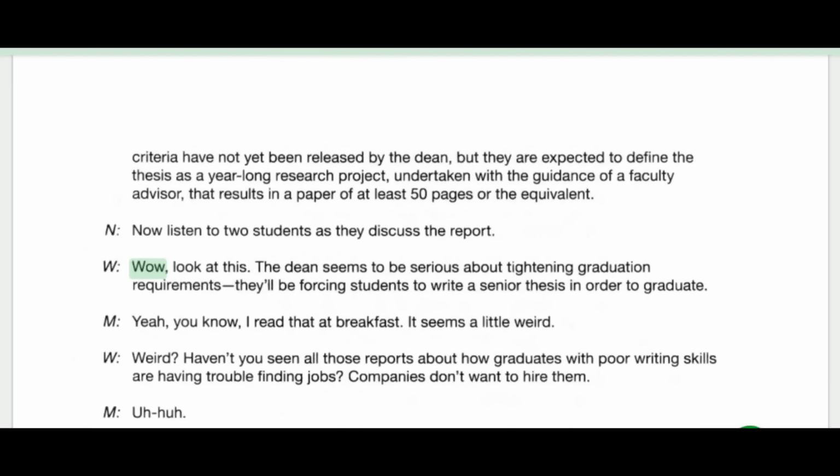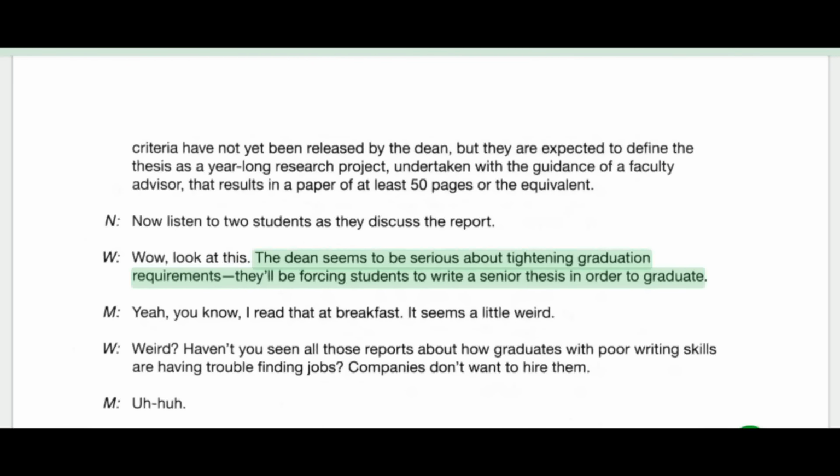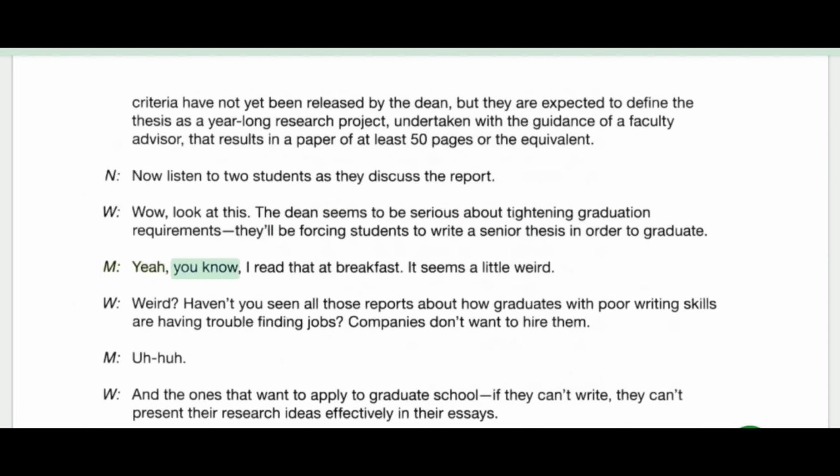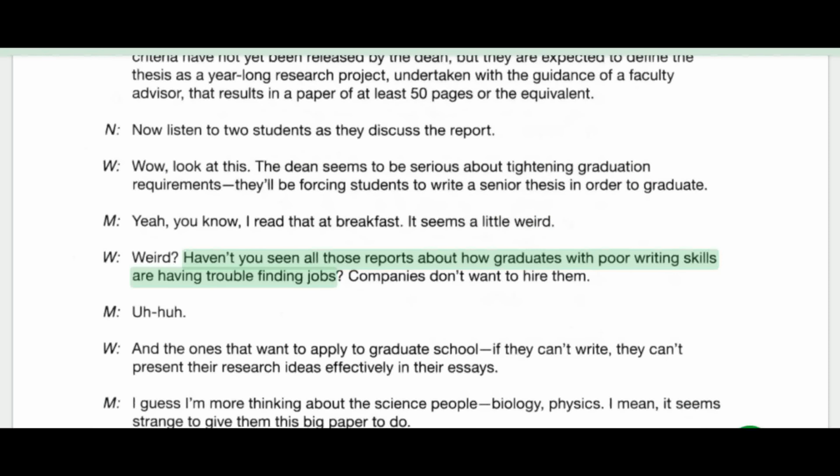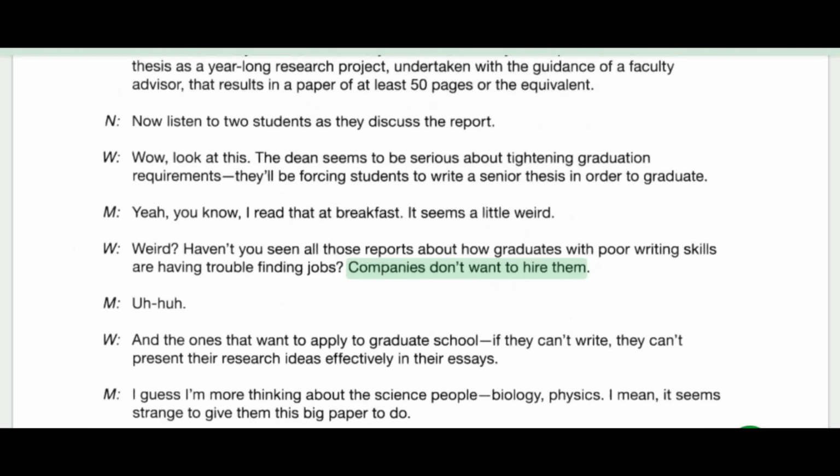Wow, look at this. The dean seems to be serious about tightening graduation requirements. They'll be forcing students to write a senior thesis in order to graduate. Yeah, you know, I read that at breakfast. It seems a little weird. Weird? Haven't you seen all those reports about how graduates with poor writing skills are having trouble finding jobs? Companies don't want to hire them.